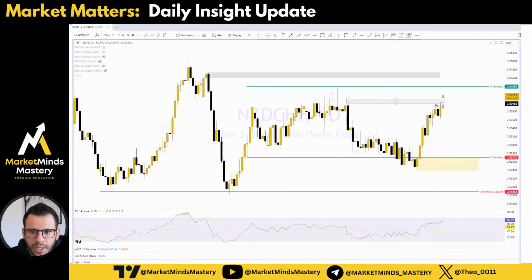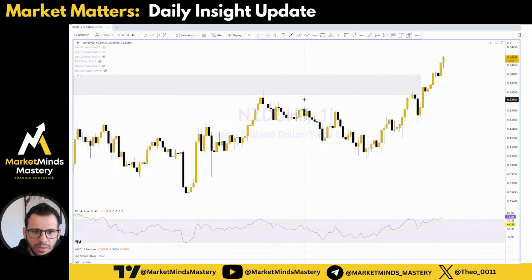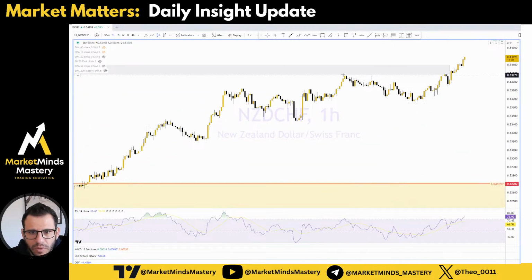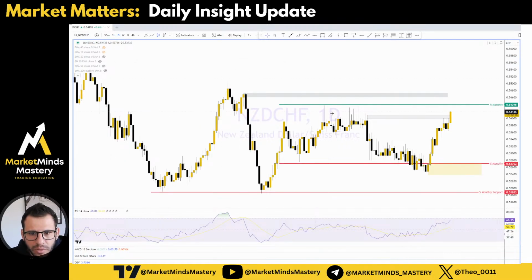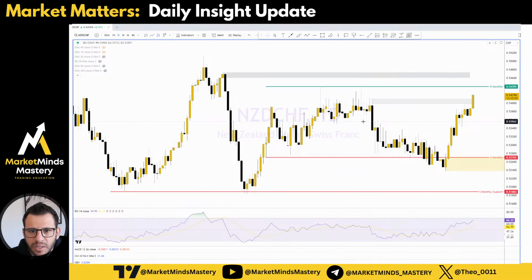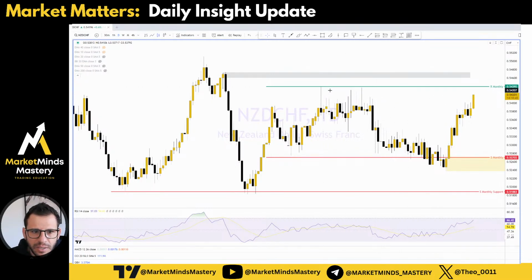New Zealand Swissy. I was looking to get involved with this one as well, but I didn't. I was looking to get involved at this point here on the hourly time frame, but for a reason I wasn't present to place the orders. Now the market penetrate, move beyond this one. It comes all the way. That's not valid anymore.